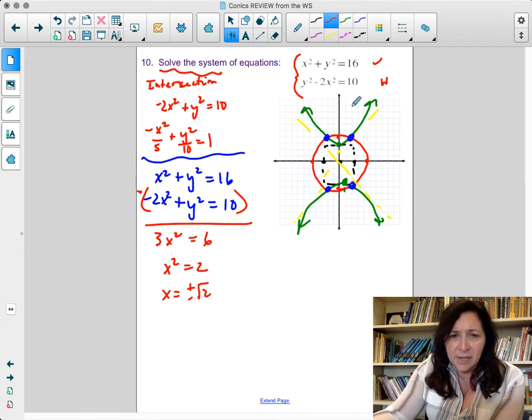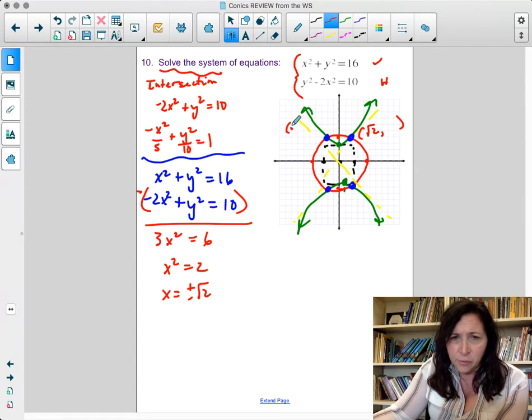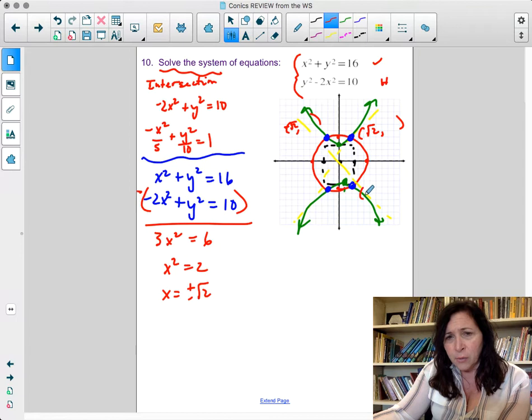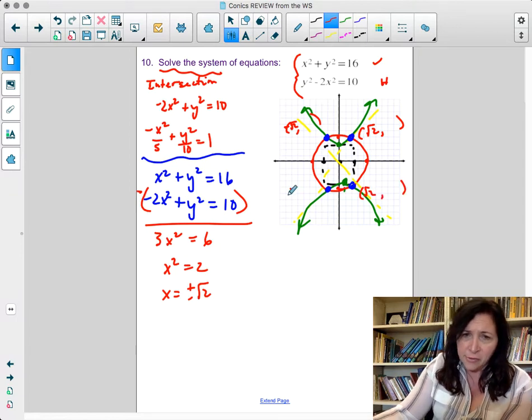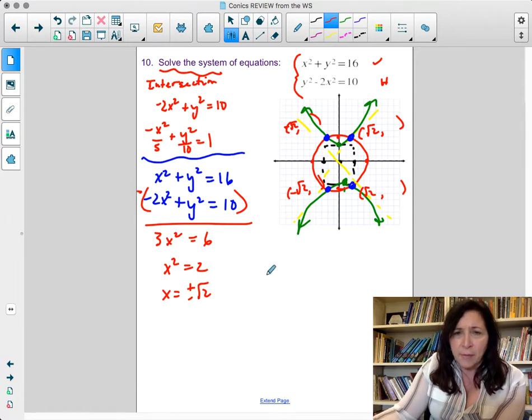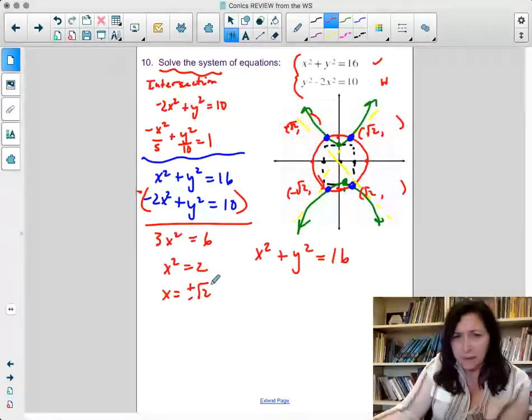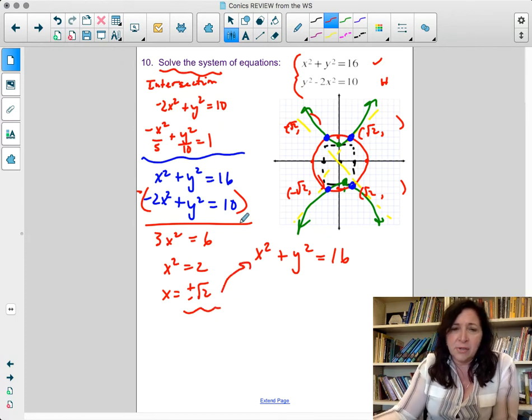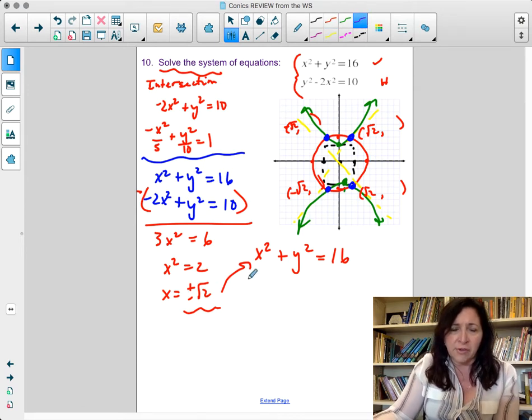So what that means is this value here is root 2 comma something, and this is negative root 2 comma something else. And this is going to be root 2 comma something, and this will be negative root 2 comma something. And to find that something, I need to plug it back into one of these equations. So I'm going to plug it back into the top equation that says x squared plus y squared is 16. This right here is going to go in there. I'm going to start with one because it's going to be the same answer for both, because when you square a positive or negative, you still get positive.